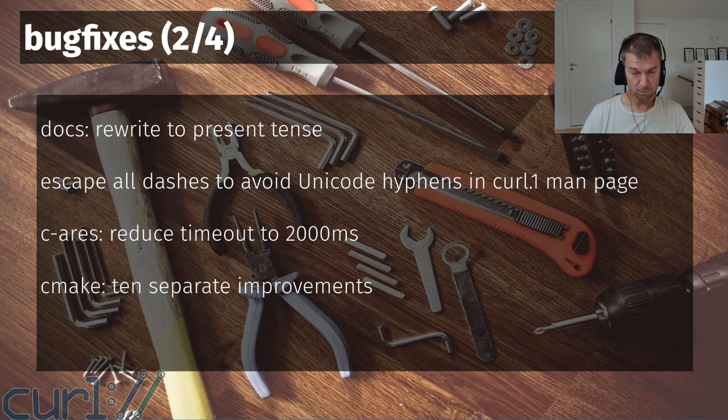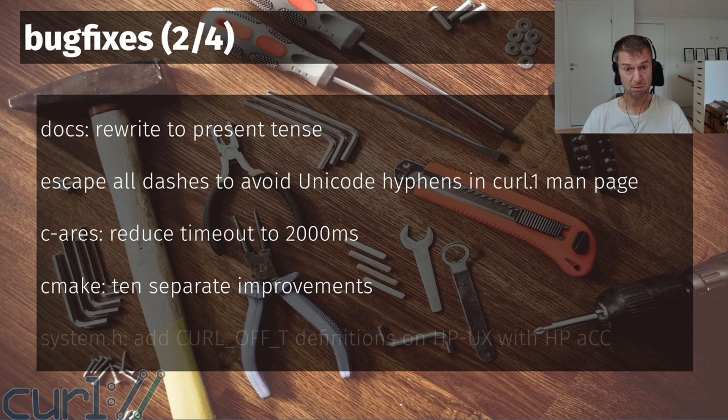We got a lot of polish on the CMake build system this time around. I mentioned 10 separate improvements. I don't have them detailed here, but we fixed a lot of changes where features were present only in the configure build and are now also available in the CMake build. So we are slowly expanding and improving the CMake build in case you're one of those who want to build curl with CMake, which admittedly is a pretty big bunch of people these days.